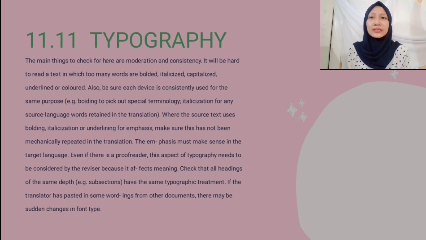And if there is a proofreader, the revisers must understand these parts of typography since it affects context. Check that all headings of the same depth, for example each subsection, are treated the same way. There could be abrupt shifts in font style if the translator has pasted in certain words from other documents.